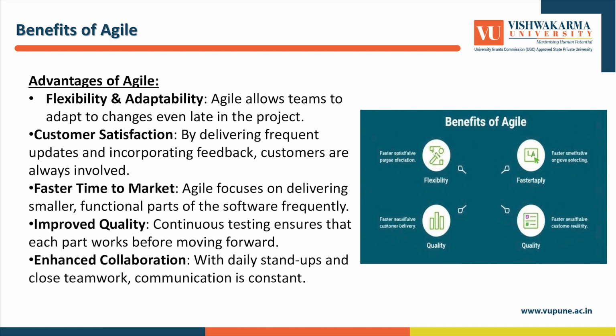Next one is faster time to market. By working in sprints and releasing smaller functional parts of the software more frequently, Agile helps speed up the delivery of the final product. Fourth one is improved quality. Continuous testing and reviews ensure the software meets high quality standards at each stage. And last one is enhanced collaboration. With daily stand-up meetings and close teamwork, communication improves, leading to better decisions and faster problem solving.